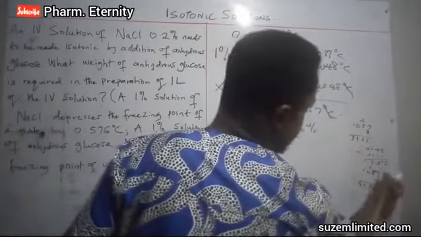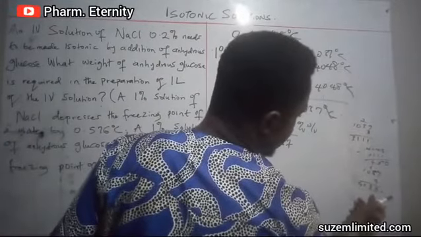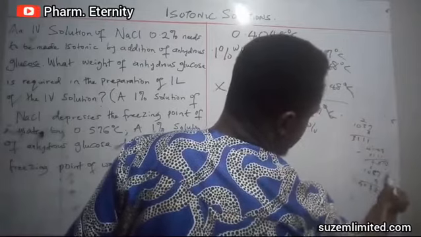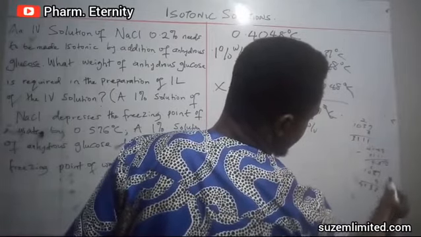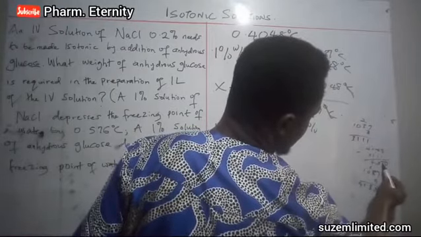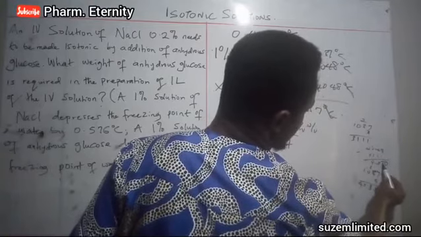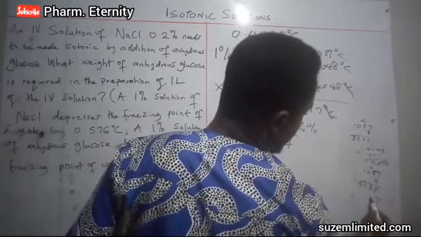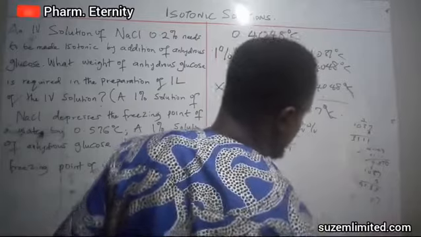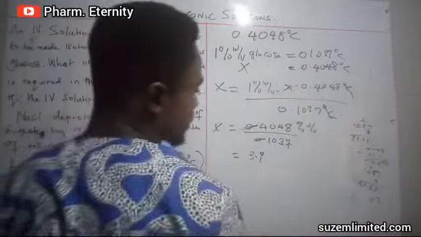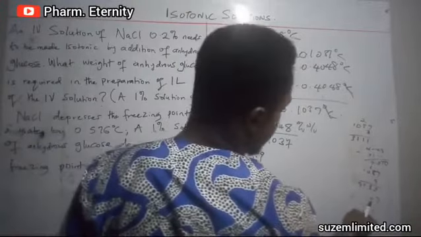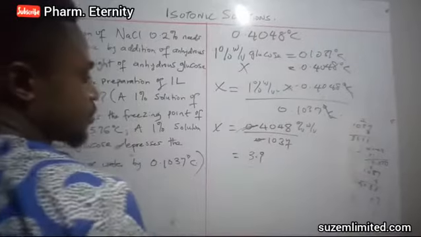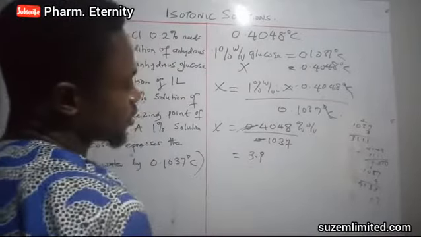9 3 70 minus 9 3 3. Carry 1, put here. 10 minus 3 is 7. 1 has already left here, making it 6. 6 minus 3 is 3. So we have 9 remainder 37.